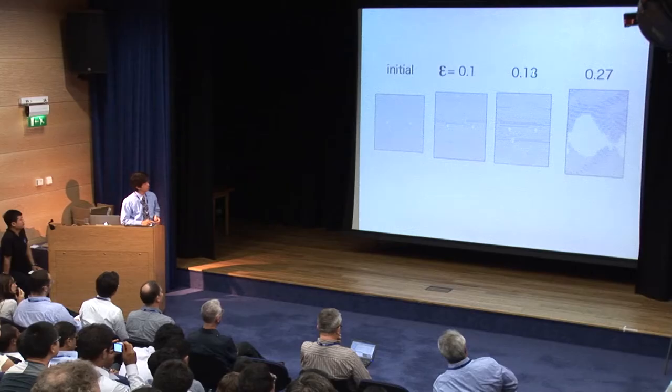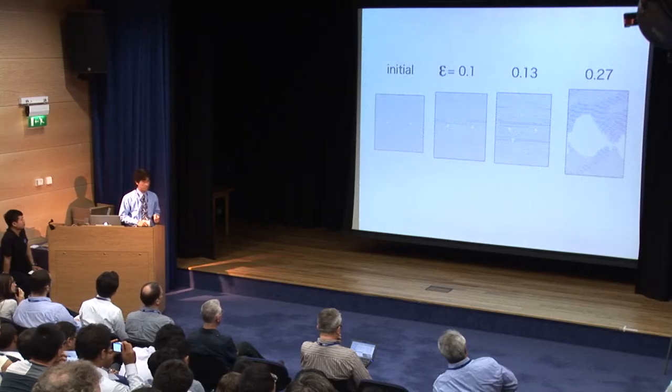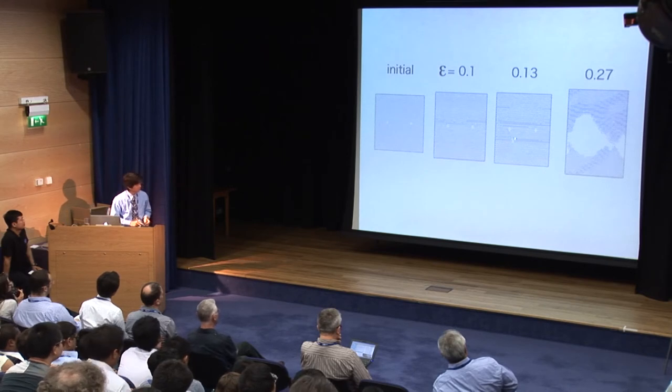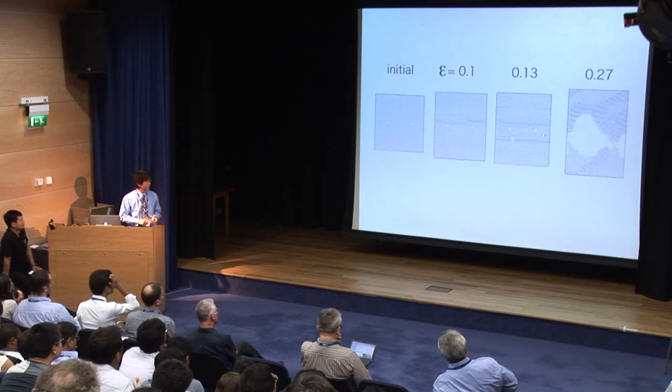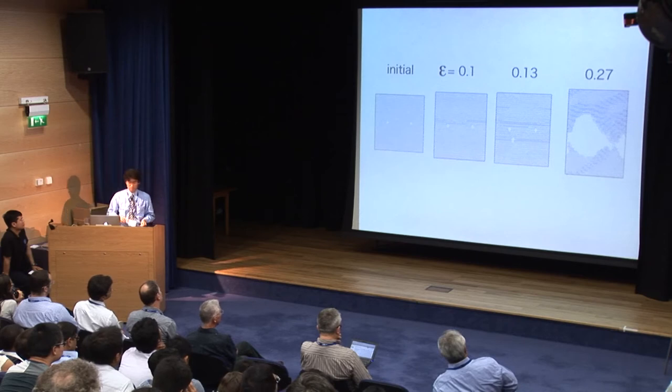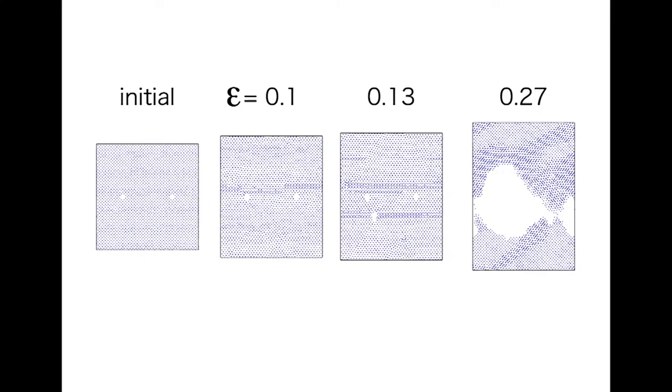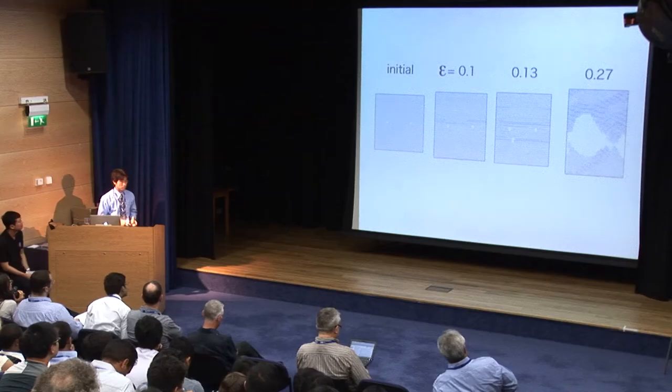At strain of 0.13, a void was generated from this point. And the void was grown by tensile stress. And finally, the MD cell was broken off. And it should be noted that the void was not generated from the vacancies. But from these figures, we cannot observe the generation point of voids clearly.